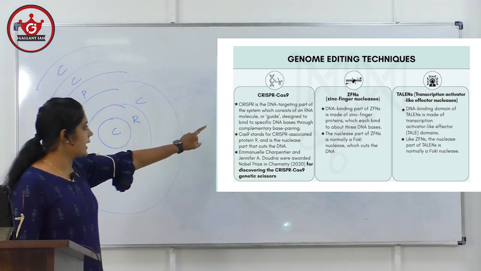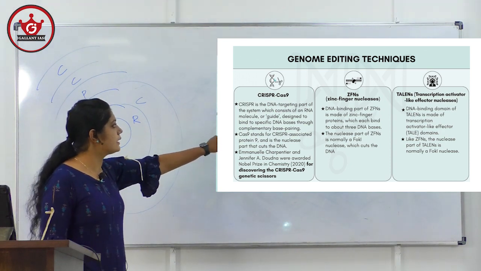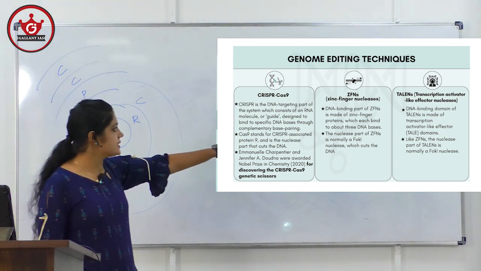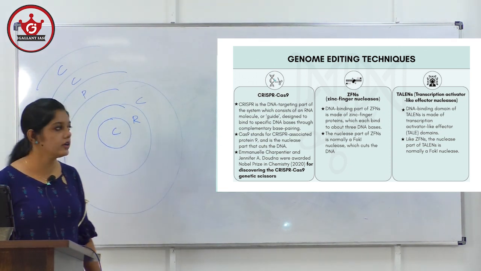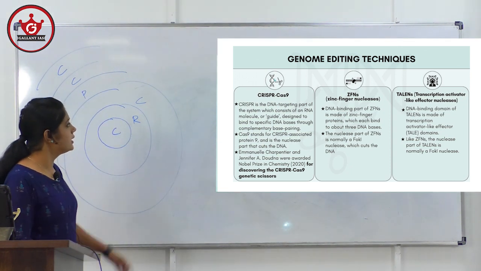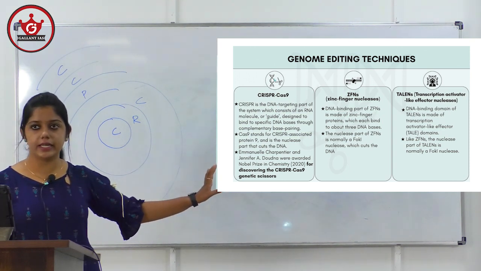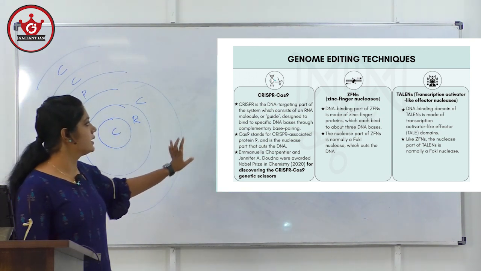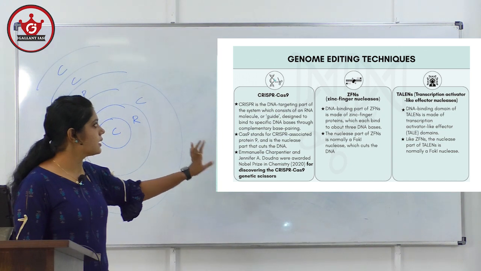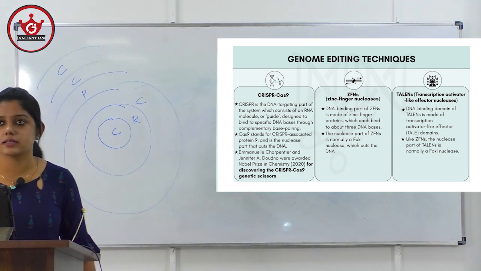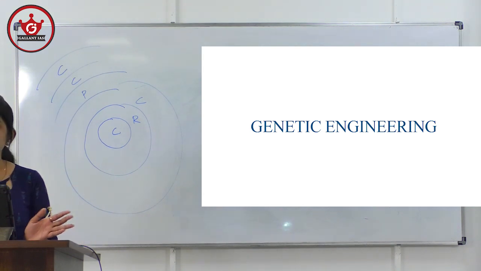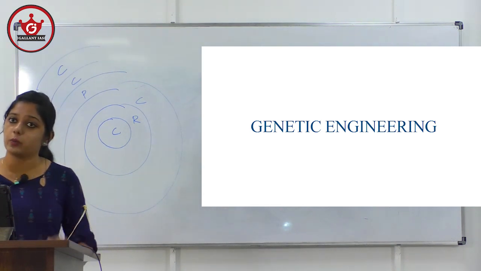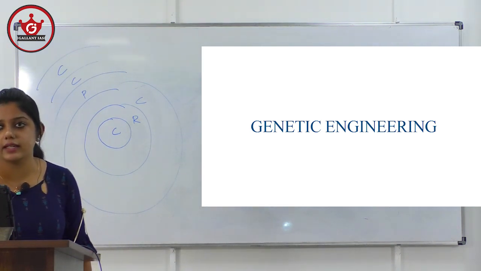We have CRISPR-Cas9, ZFN (zinc finger nucleases), and TALENs, transcription activator-like effector nucleases. All these are important. You can read it later. CRISPR-Cas9, I'll explain in detail. CRISPR-Cas9, ZFN, TALENs, all these are genome editing techniques. Genome editing techniques, important. If you are very much interested in genetic engineering and biotechnology, you can read the 12th standard NCERT, Biotechnology and Genetic Engineering.